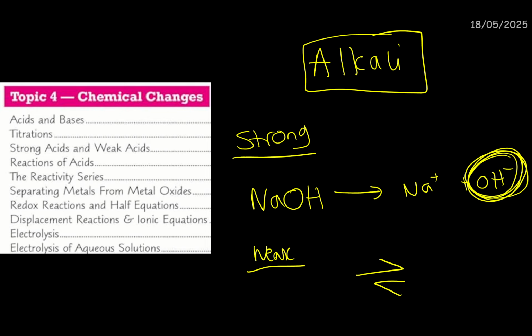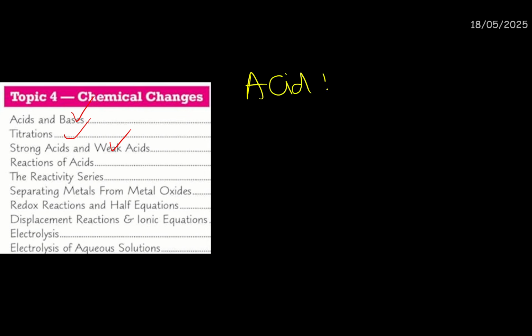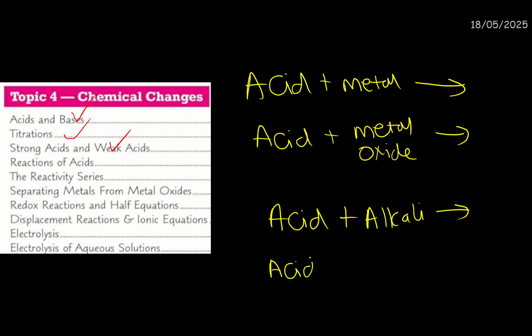We need to know about the pH scale, but that's pretty straightforward. Now acids react with a bunch of things. So we need to know some reactions here. We need to know acid plus metal, acid and metal oxide, acid and alkali, and acid and metal carbonate. So let's just go through these verbally, just because it should be basic knowledge the day before the exam.